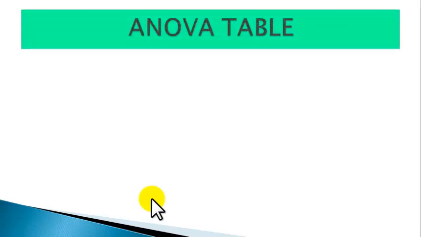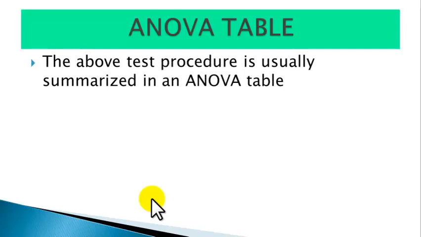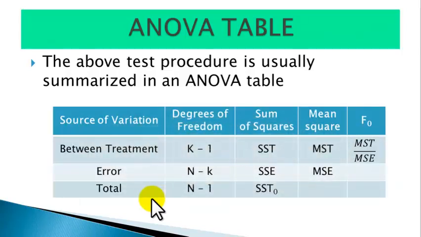ANOVA table. The above test procedure is usually summarized in an ANOVA table as shown below. So we have the source of variation, and we have here between treatment, error, and then total. In the second column we have degrees of freedom. For treatment there are k minus 1 degrees of freedom, for error N minus k, and for total the degrees of freedom is N minus 1. The next column is the sum of squares column. Here is the sum of squares for treatment, sum of squares for error, and sum of squares for total.